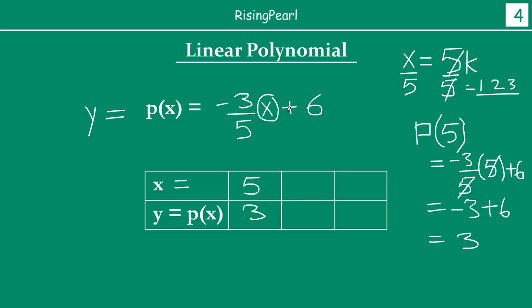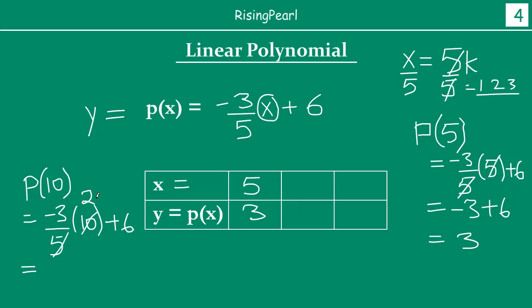Similarly, now let's take x equals 10. The next multiple we are taking: we took x equals 5, let's take x equals 10. So let's write it here. The value of the polynomial at x equals 10 is minus 3 by 5 times 10 plus 6. So 5 1s are 5, 5 2s are 10. So minus 3 times 2 is minus 6. Minus 6 plus 6 cancel out, it is 0. So here for x equals 10, we are getting the value of the polynomial as 0.